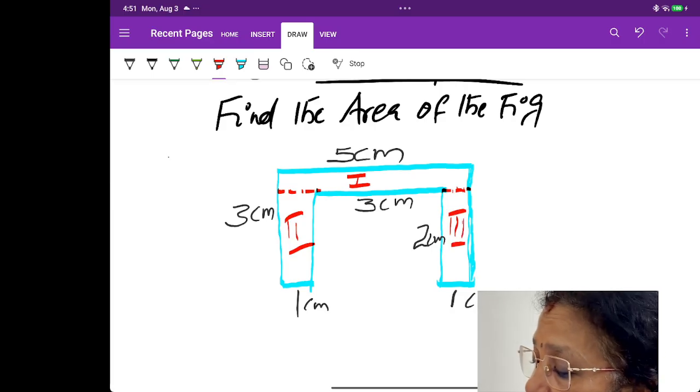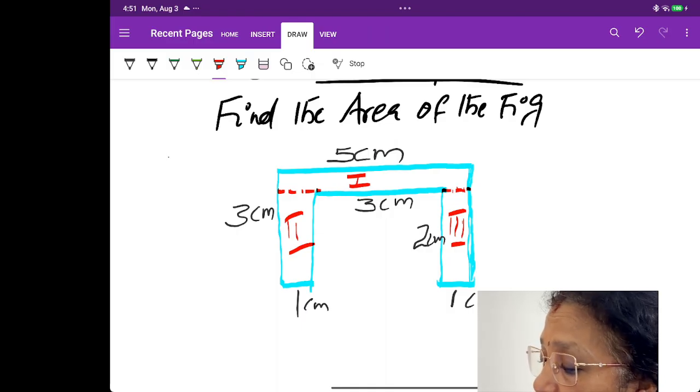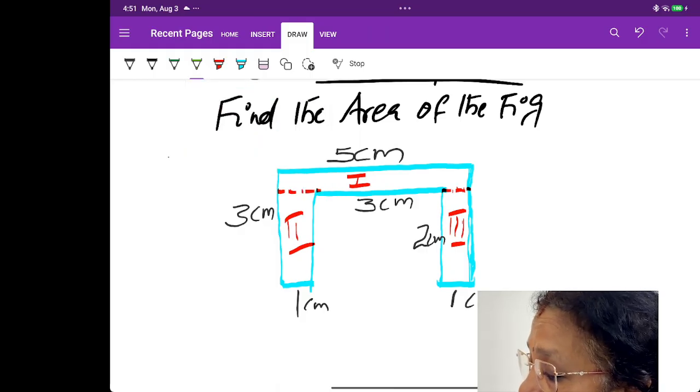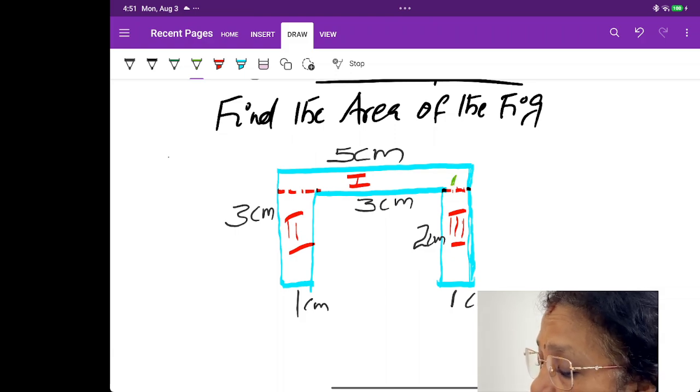Now, but we should know how much distance is this. This is the length of this. This is 3. So, what will be this? This is 1. So, this also will be 1. This is 1. Then this also 1.